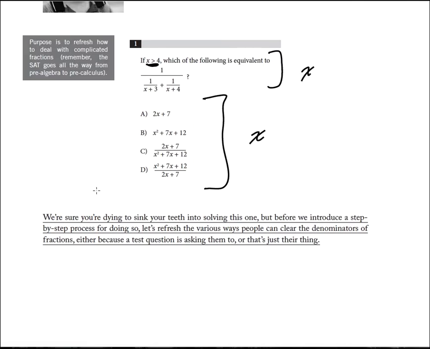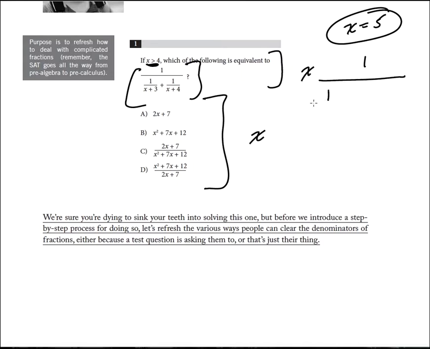So let's solve this problem together. Instead of doing this one algebraically, which you could do, let's just pretend that x equals 5, right? All I'm going to do is use substitution. So now instead of this, I can do 1 over 5 plus 3. That looks more like an 8. Let's rewrite that. 5 plus 3 plus 1 over 5 plus 4. So now this becomes 1 over 1/8 plus 1/9.